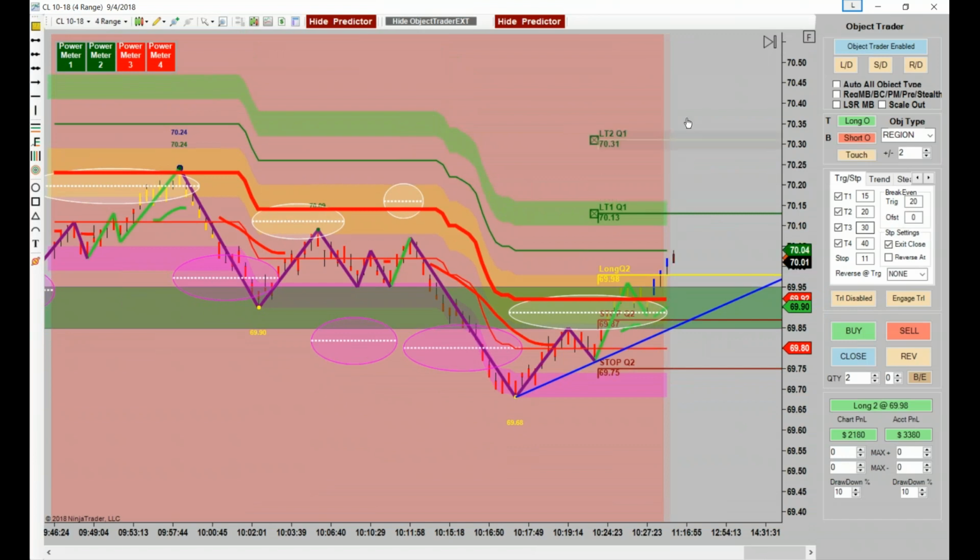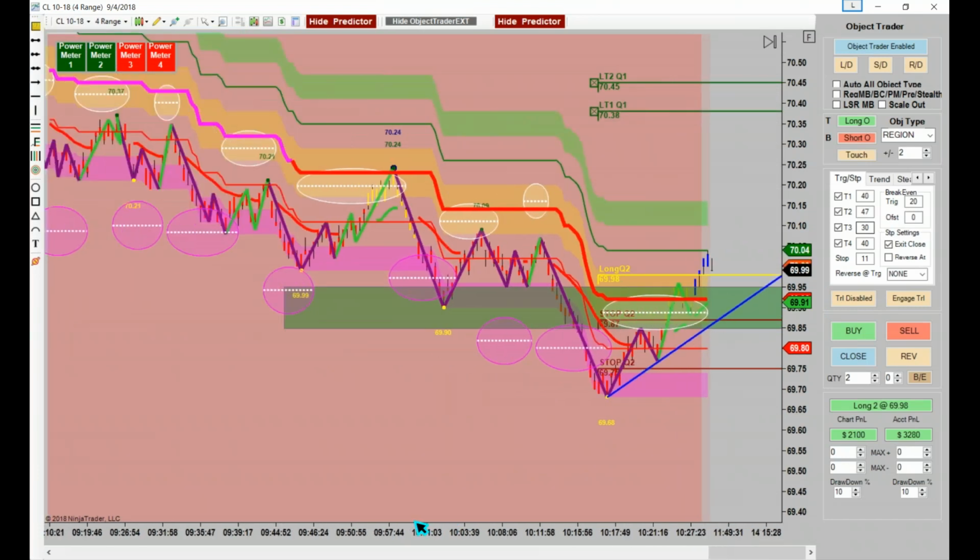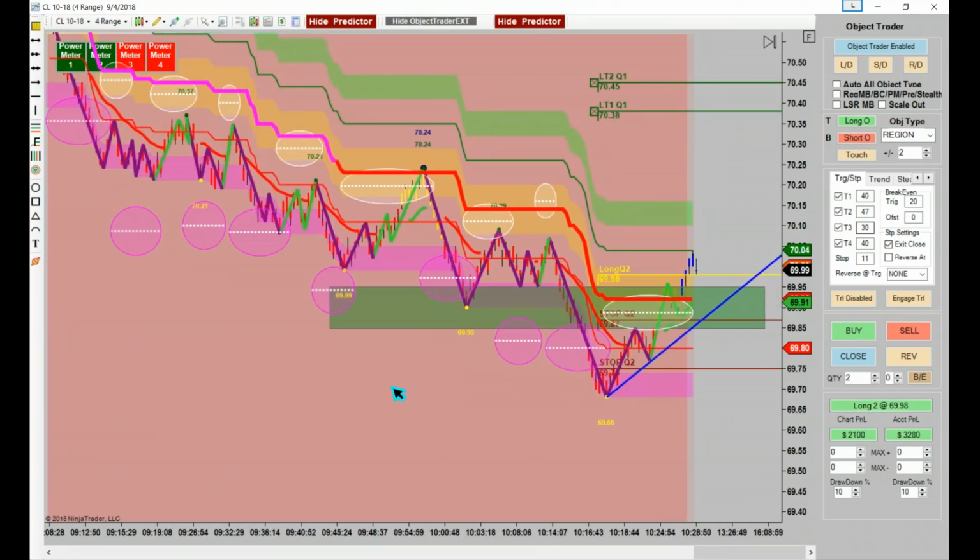But oil actually did. It was amazing after the room closed. You know, been going down all night, at least when I got to trading it earlier, and then it just shot up like a bird.